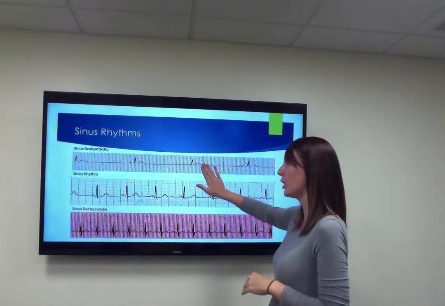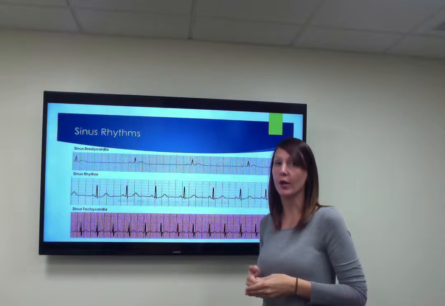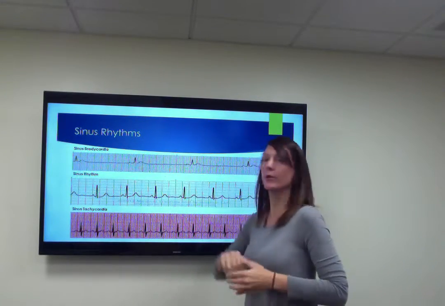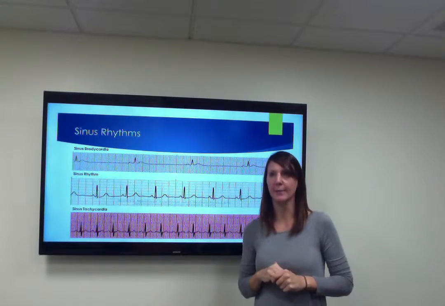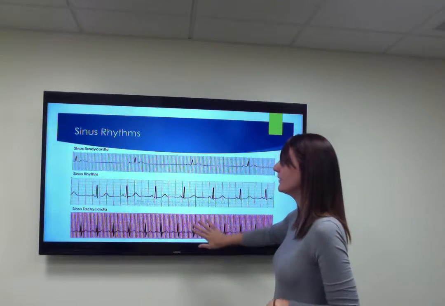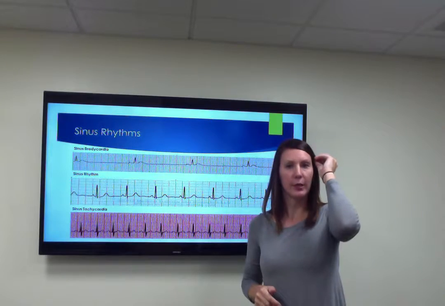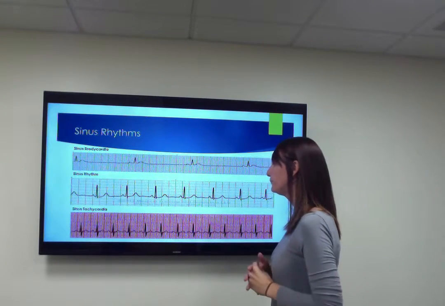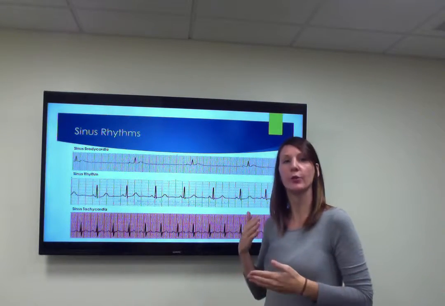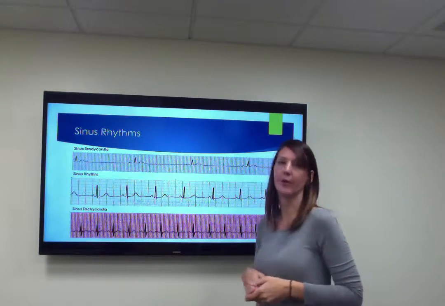Next, we have sinus bradycardia. In sinus bradycardia, your initial cardiac impulse is starting in the SA node exactly how it should. Your PR interval is perfect, it's 0.20 or less, but your heart rate is less than 60. And then you have sinus tachycardia. Your PR interval also is good, it's 0.20 or less, but your QRS complexes are greater in number. So you have a tachycardic or higher heart rate, and that is when your heart rate is greater than 100.